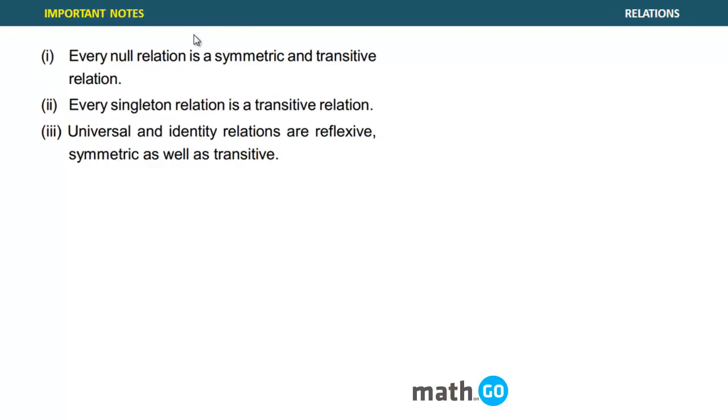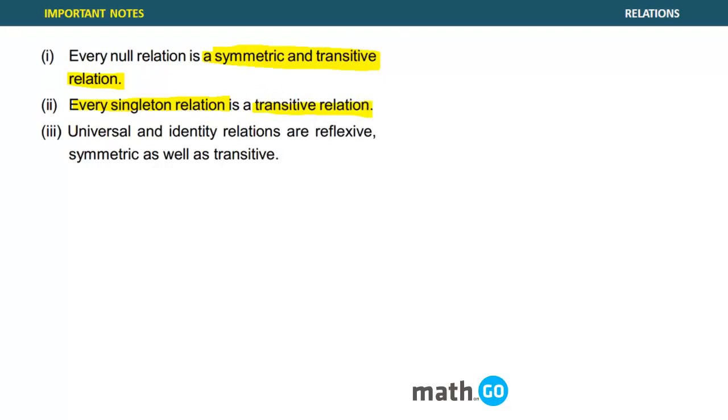Before moving on to the question part, you have to summarize these important points. Every null relation is symmetric and transitive, right? Just remember that the null relation is not reflexive in nature, but it is symmetric and transitive. Every singleton relation, let's say just a comma b, is transitive in nature.